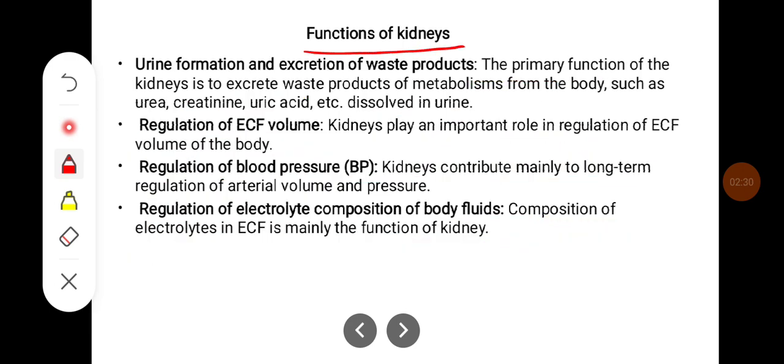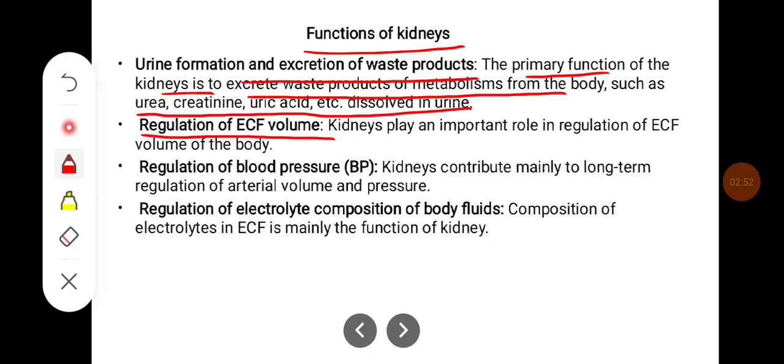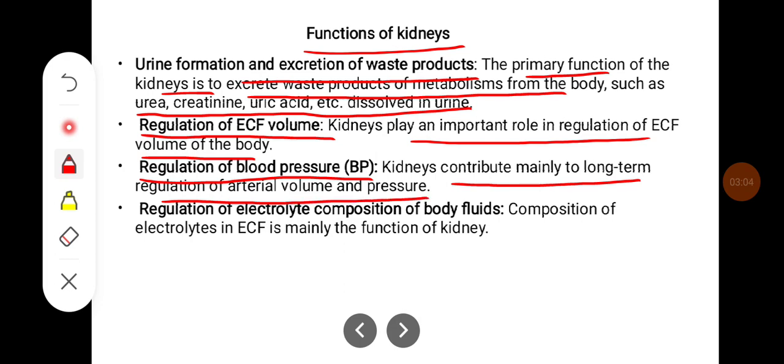Functions of kidney. Urine formation and excretion of waste products is the primary function of the kidney, and they help in excreting waste products of the metabolism of the body, such as urea, creatinine, uric acid, etc., which are dissolved in urine. They help in the regulation of ECF volume. Kidneys play an important role in regulation of ECF volume of the body. They help in regulation of the blood pressure. Kidneys contribute mainly to long-term regulation of arterial volume and pressure.